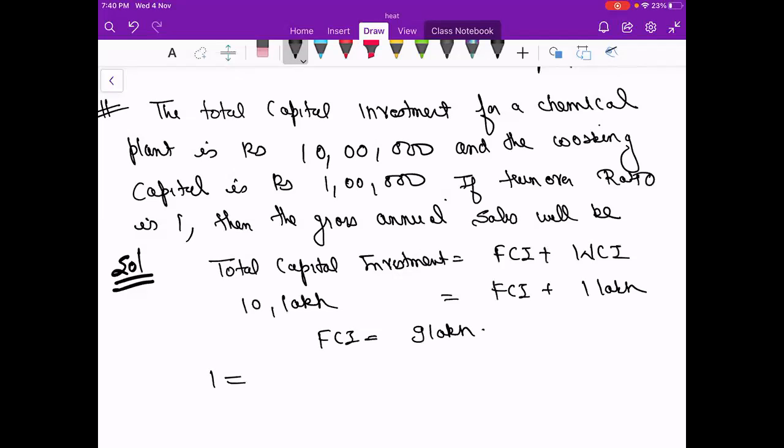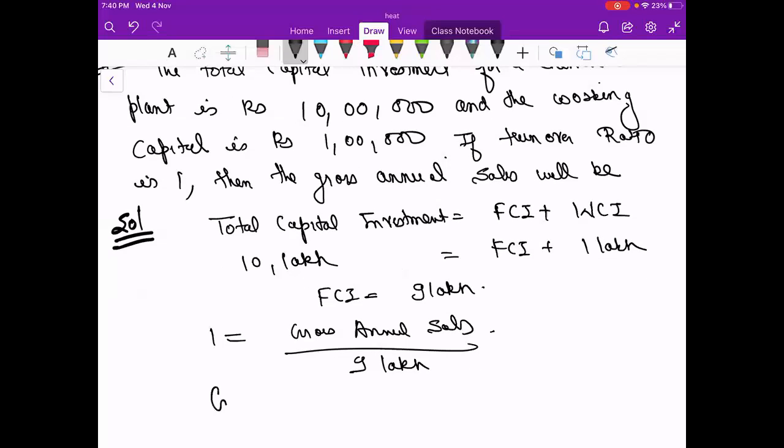So the formula is 1 equals gross annual sales upon 9 lakh. So gross annual sales will be 9 lakh.